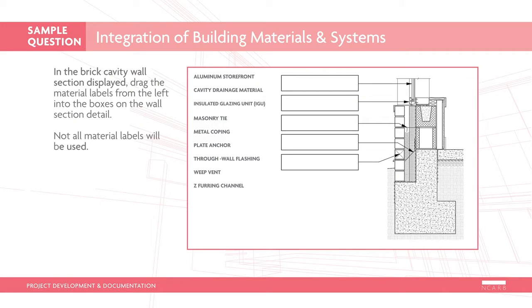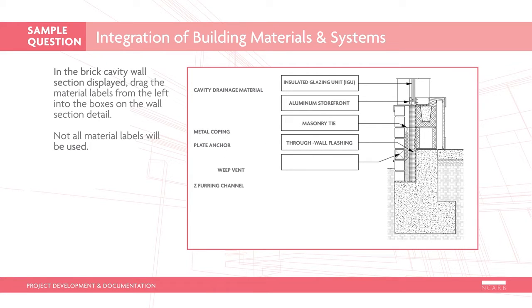In the brick cavity wall section displayed, drag the material labels from the left into the boxes on the wall section detail. Not all material labels will be used. Here is the correct response. The wall section detail provided represents a brick cavity wall with CMU backup construction. This type of wall system is illustrated and described in architectural graphics standards.